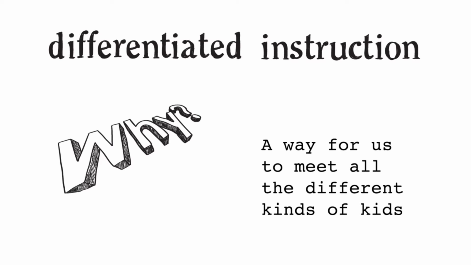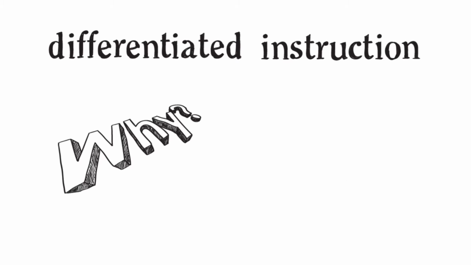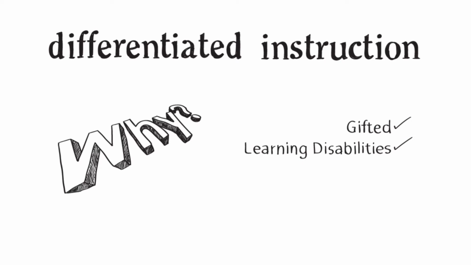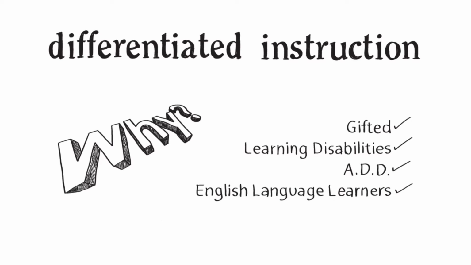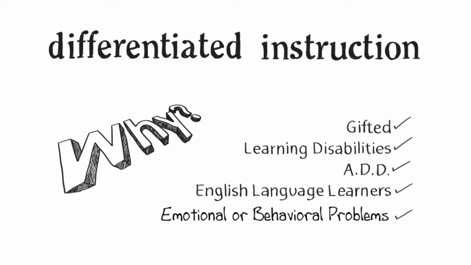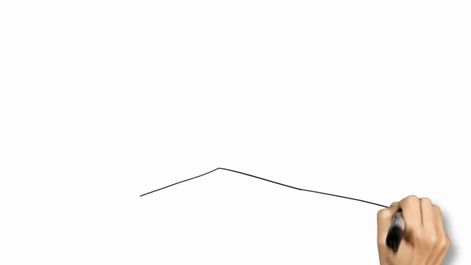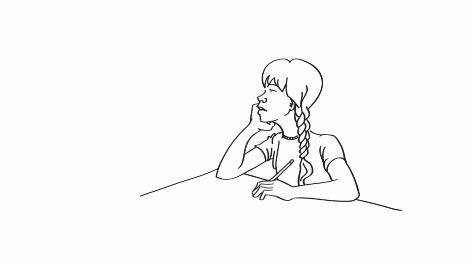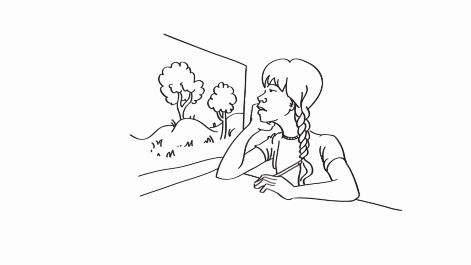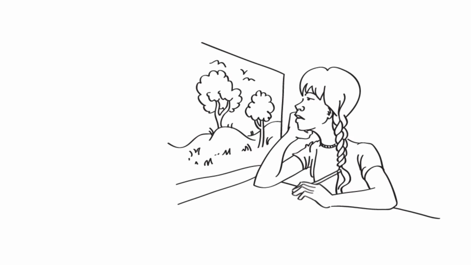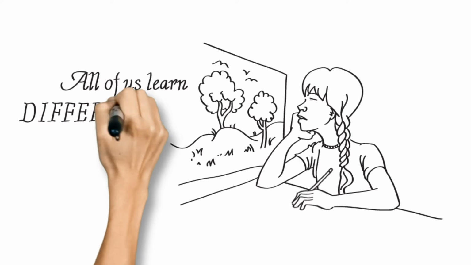on a daily basis. In a single classroom, we could have kids who are gifted, who may have learning disabilities, who could have ADD, or they're English language learners, or they might have emotional or behavioral problems that could be a direct result of poverty. They could have some lack of interest or engagement for various reasons. There could be sensory support needs, physical disabilities, cognitive challenges, and just the fact that all of us learn differently.